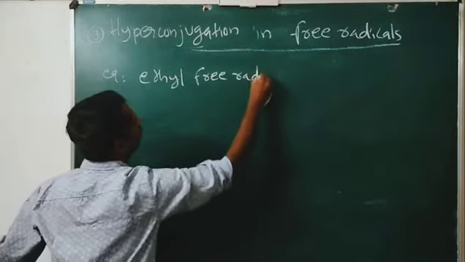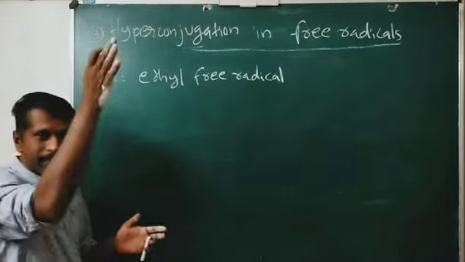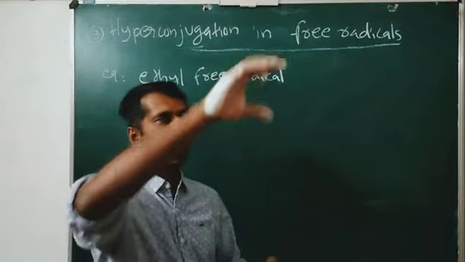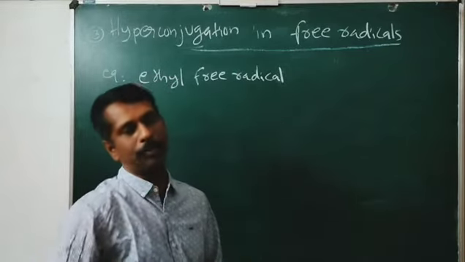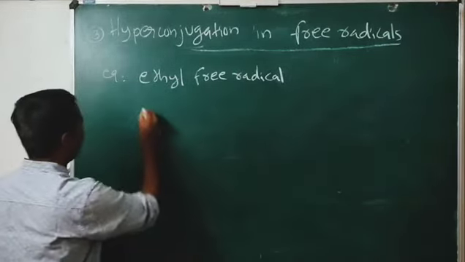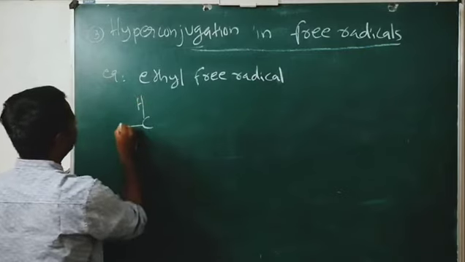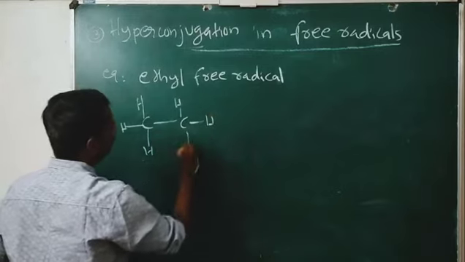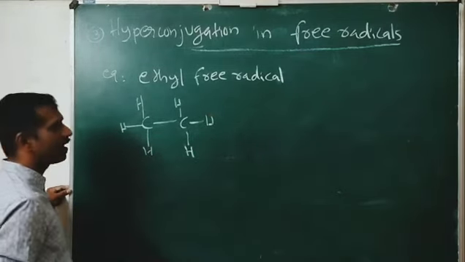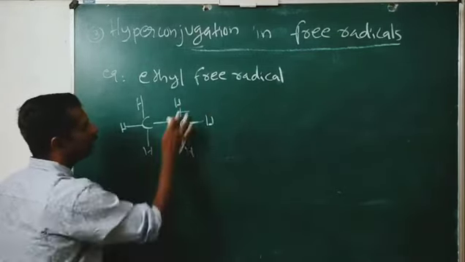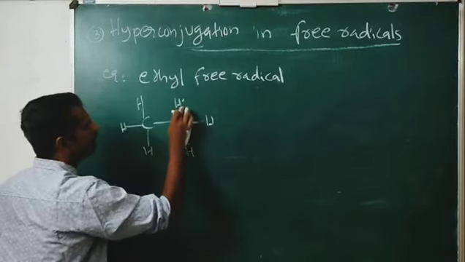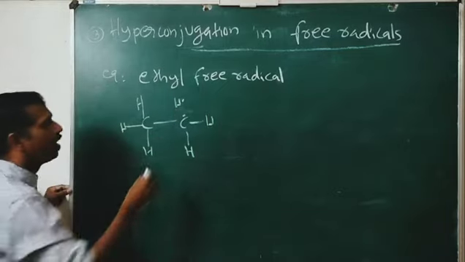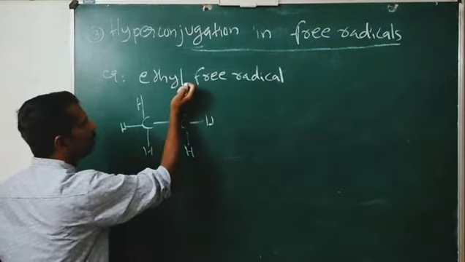How will you get a free radical? By homolytic bond cleavage. The bond breaks exactly in the middle, so each atom will get one electron. Again, the ethyl free radical. Look at this, this is ethane, CH3. What do you mean by ethyl free radical? This bond breaks exactly here, so what will happen? This hydrogen will get one electron, this carbon will also get one, because a bond is formed by sharing a pair of electrons, so both will get one electron. So what will happen?